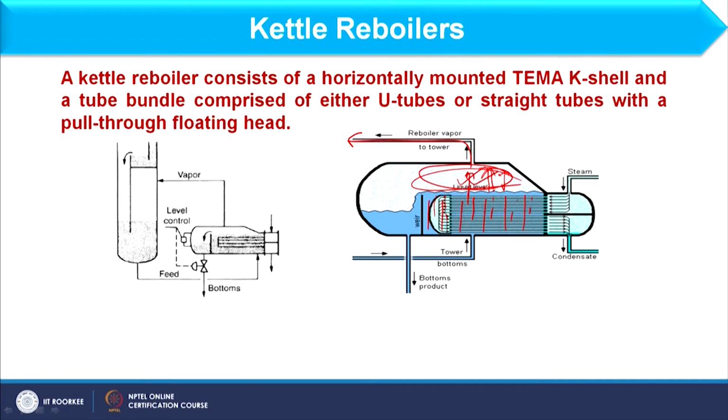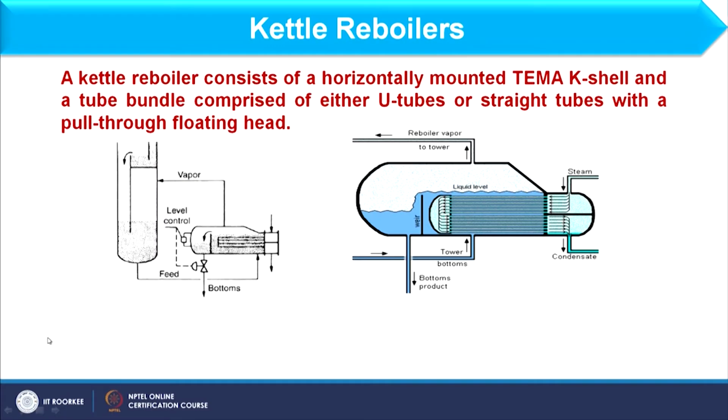So, in this way we can say that the kettle reboiler generates the vapor and also separates the vapor from the liquid. This is the only reboiler which supplies pure vapor to the distillation column. Other reboilers, which we are going to discuss in subsequent slides, send a vapor-liquid mixture to the distillation column. So, in that case we can consider the kettle reboiler as a vaporizer also, because it has vapor-liquid separation in the unit itself.